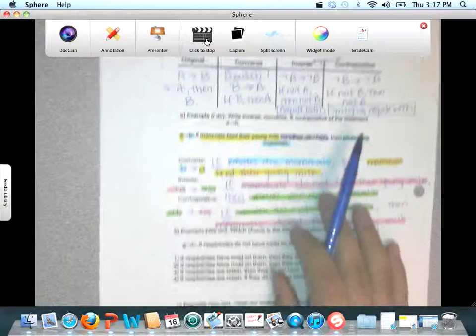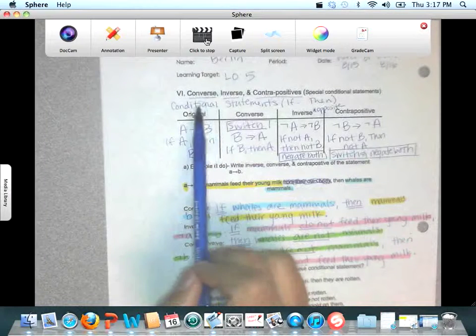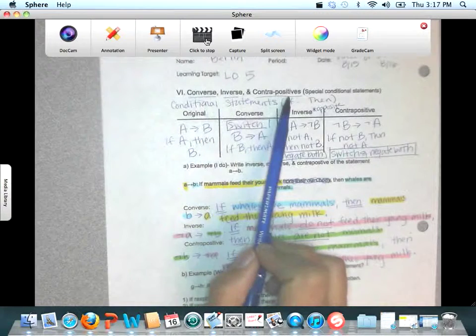This is LO5, converse, inverse, and contrapositives, part 2.